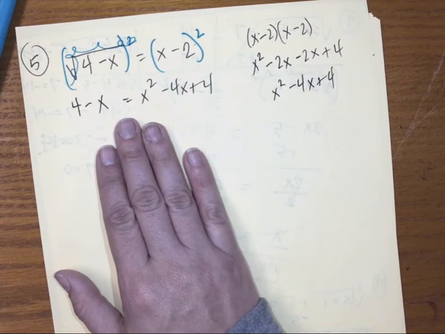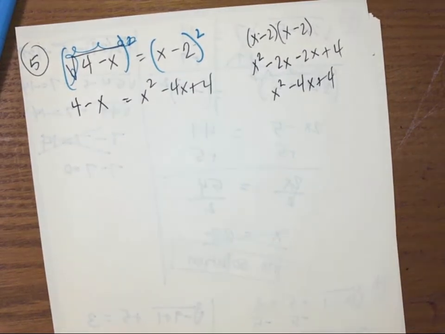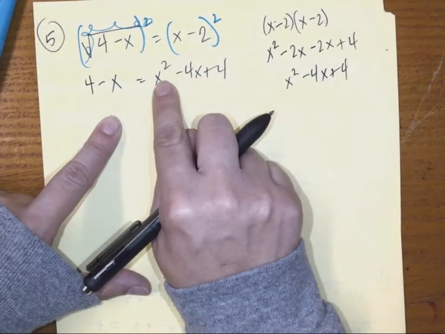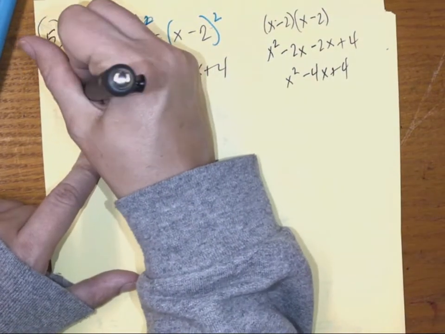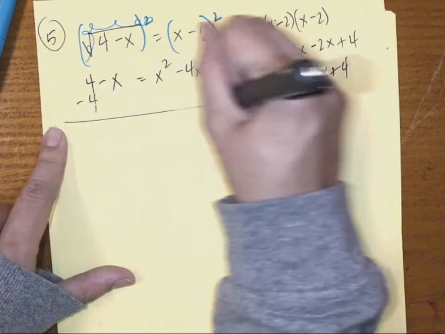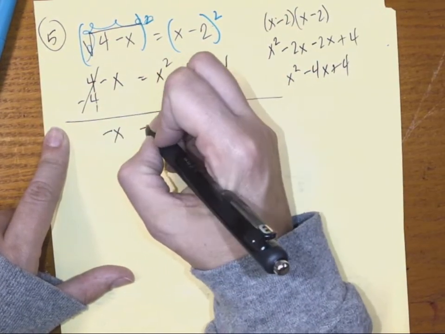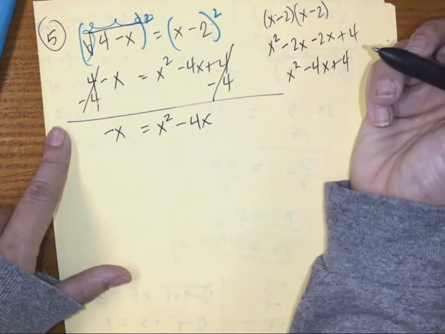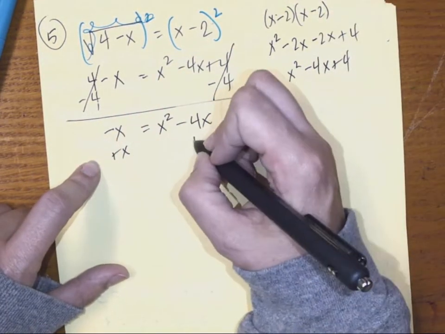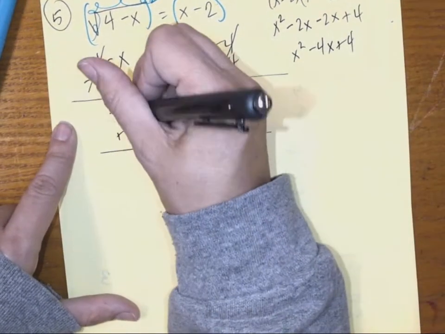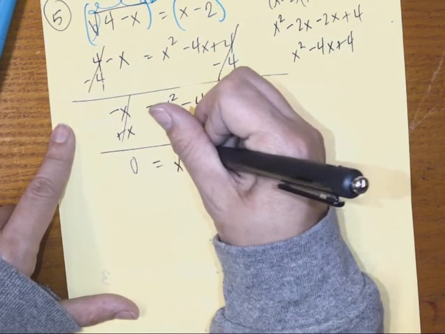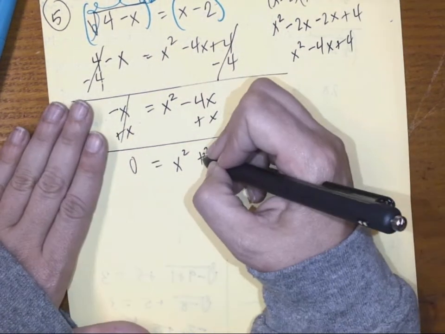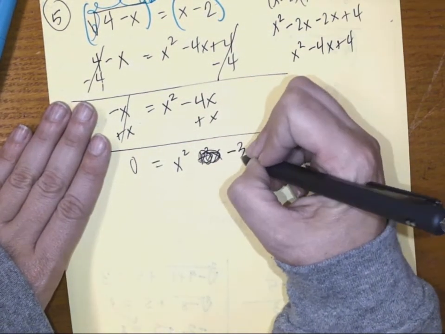To do either one of those, it has to equal 0. So that's our goal here, to make it equal 0 so that I can either factor or use the quadratic formula. So I'm going to keep my x squared over here. I'm going to move these guys over here. So I'm going to subtract 4 from both sides. And I get negative x equals x squared minus 4x, and 4 minus 4 is 0. I'm going to add x, again, because I'm trying to get 0 on this left-hand side. So I have 0 equals x squared, negative 4x plus x is negative 3x.